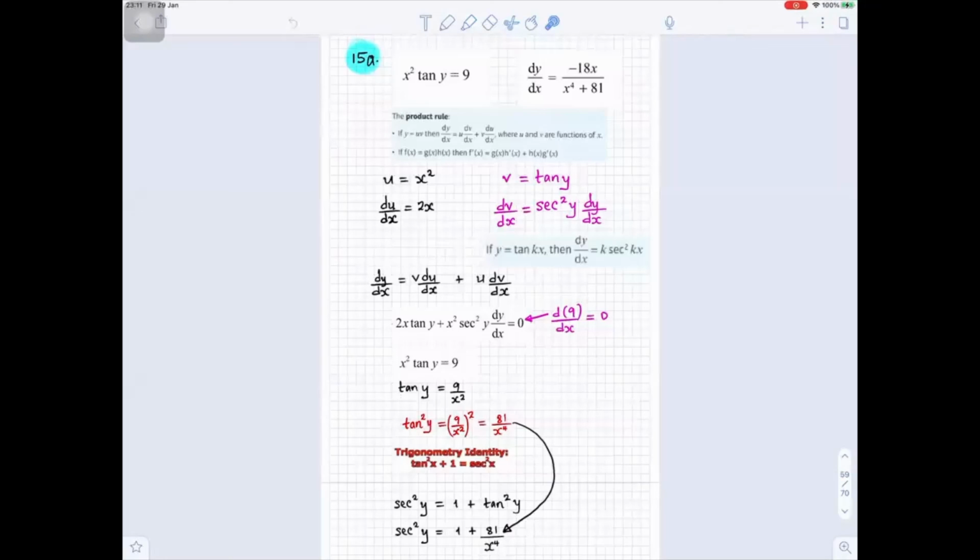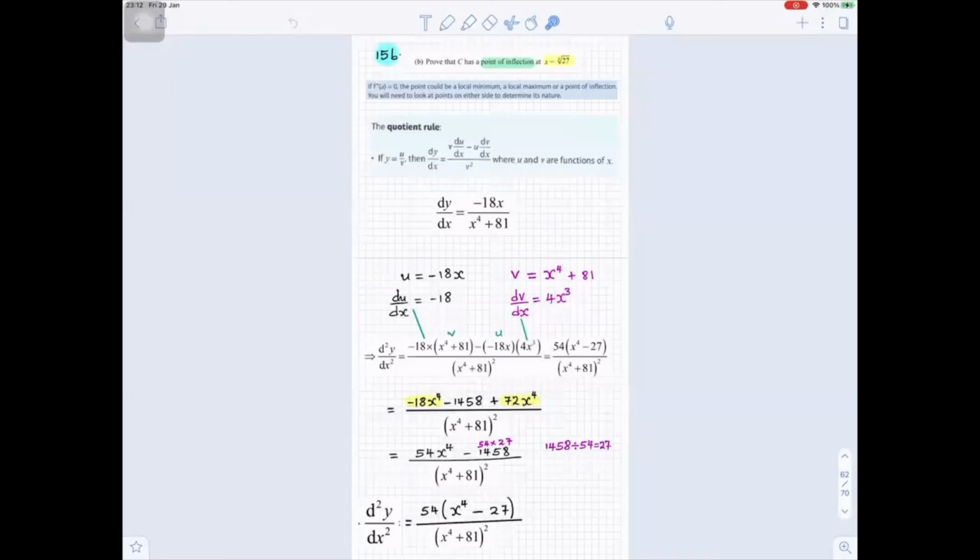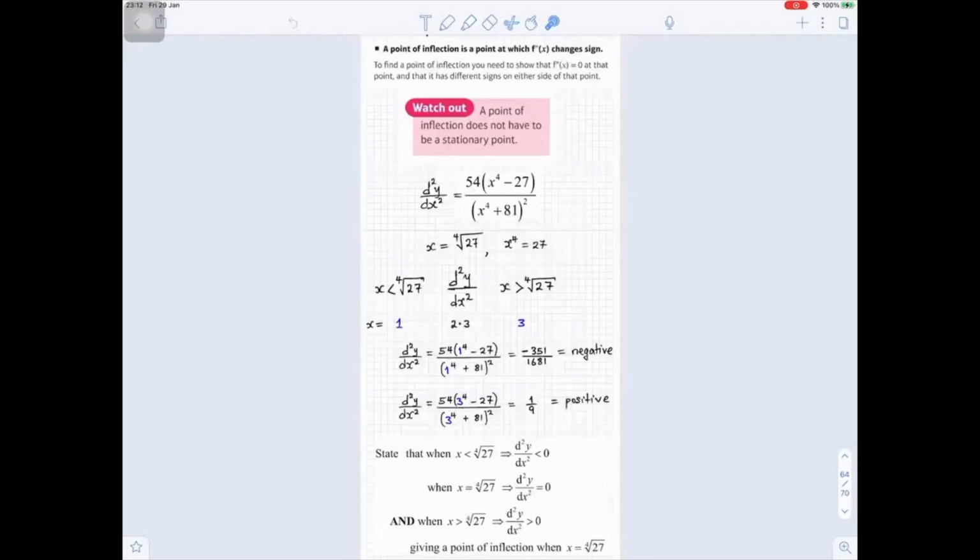So that's the first part of question 15. For 15a, you differentiate the first time, and that's the second part of 15a, which you are required to show. That's question part B, question 15b. You differentiate using the quotient rule to get d squared y over dx squared. And that's the last part of question 15b, where you want to show that it is a point of inflection when x is equal to the fourth root of 27.